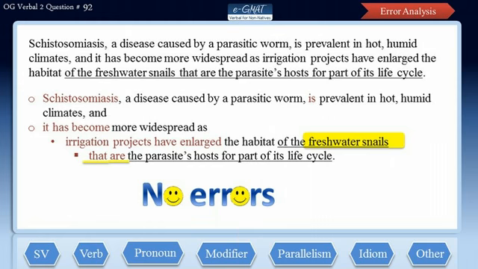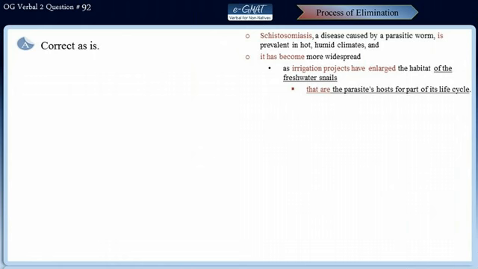Let us now run the POE to find out why the other answer choices are incorrect. Well, choice B is incorrect because reference of pronoun there in this choice distorts the intended meaning of the sentence. Plural there now refers to the freshwater snails, meaning that they are hosts to the parasite in part of their life cycle and not in part of the parasite's life cycle. This is not the intended meaning of the sentence, and hence choice B is incorrect.